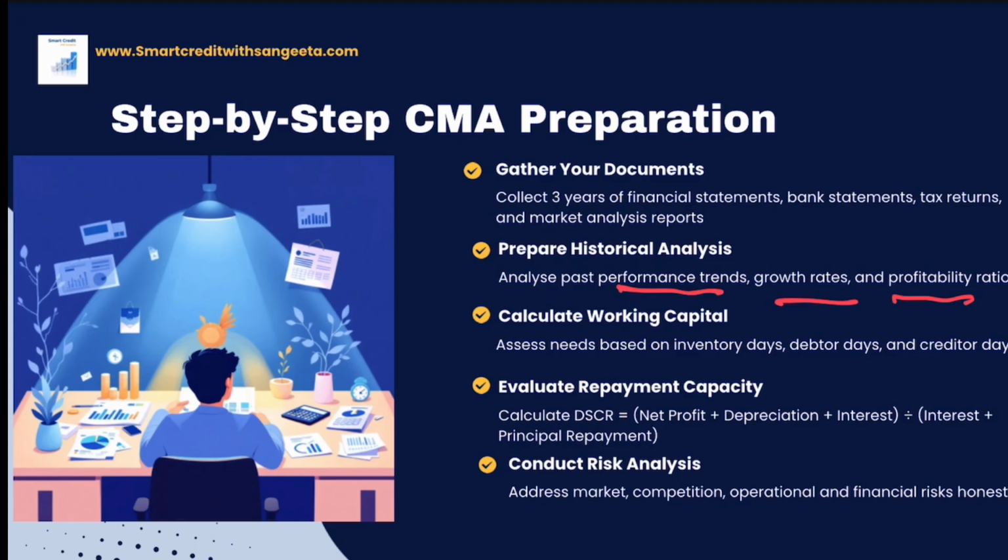The next step is to calculate working capital. Assess the needs based on your inventory days, debtor days, and creditor days. Then evaluate your repayment capacity. Calculate your DSCR, that is net profit plus depreciation plus interest divided by your interest and principal repayment. Then conduct risk analysis. Address market competition, operational and financial risk honestly.